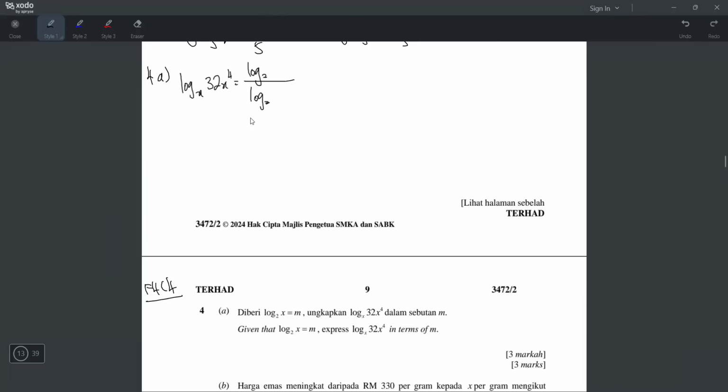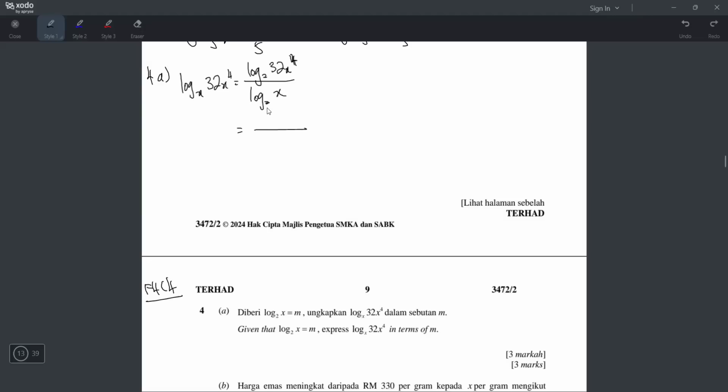And what is the formula to change base? We put the log number on top, so the 32x^4 goes on top, and then the log base goes at the bottom. For the log base, I put 2, because I want base 2. That's why. So this is how to change base. Now I have successfully changed to base 2.